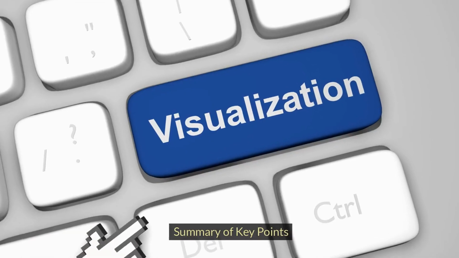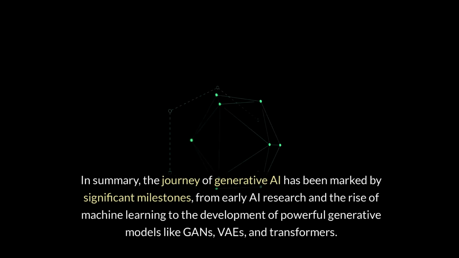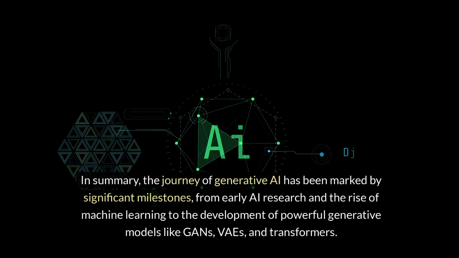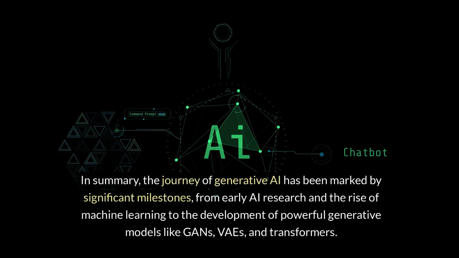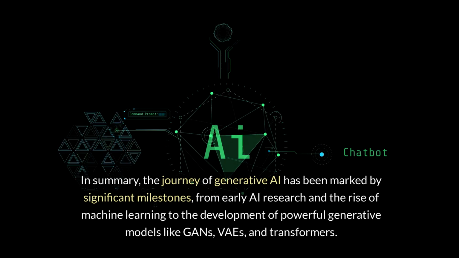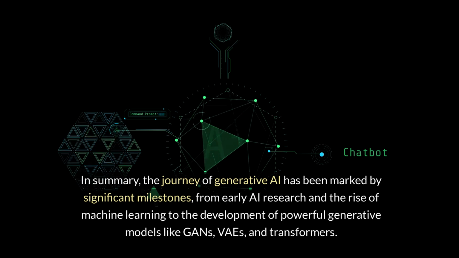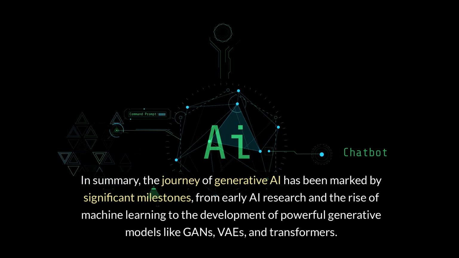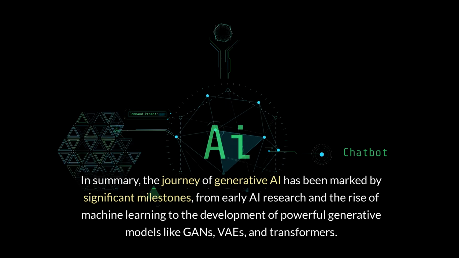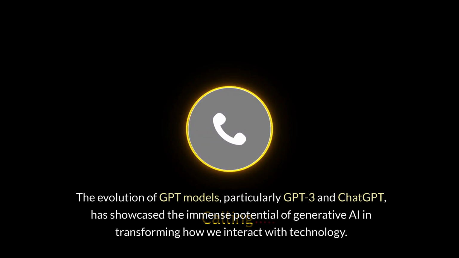Conclusion. Summary of key points. In summary, the journey of generative AI has been marked by significant milestones, from early AI research and the rise of machine learning to the development of powerful generative models like GANs, VAEs, and transformers. The evolution of GPT models, particularly GPT-3 and ChatGPT, has showcased the immense potential of generative AI in transforming how we interact with technology.